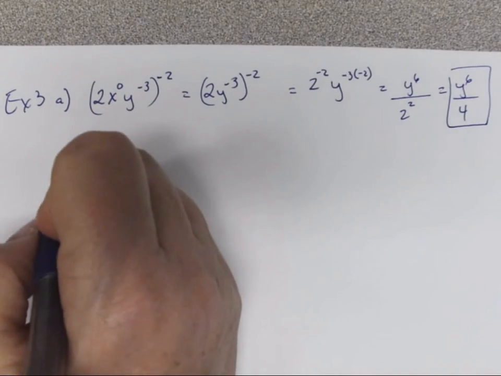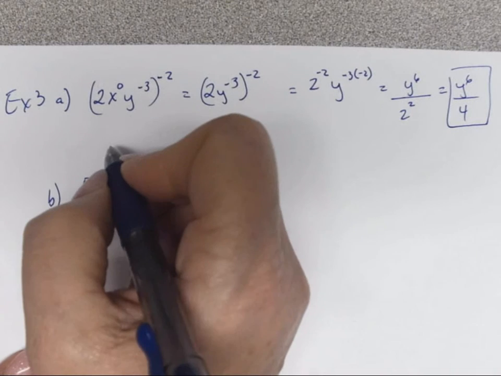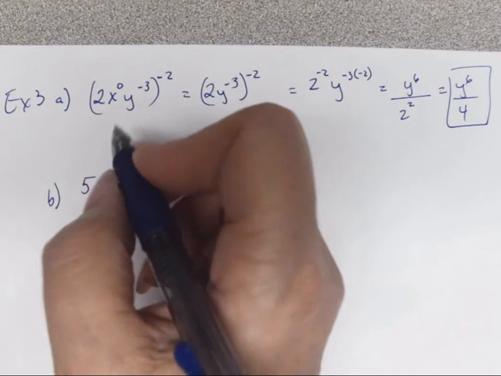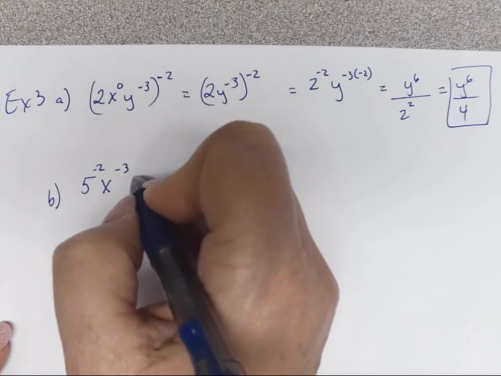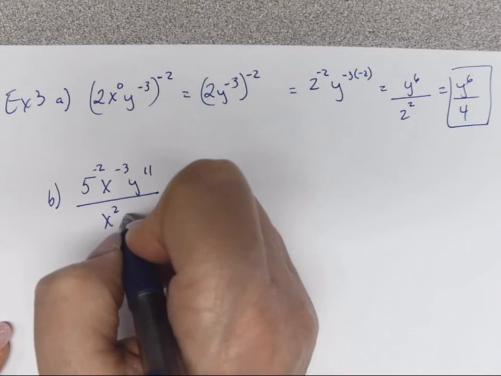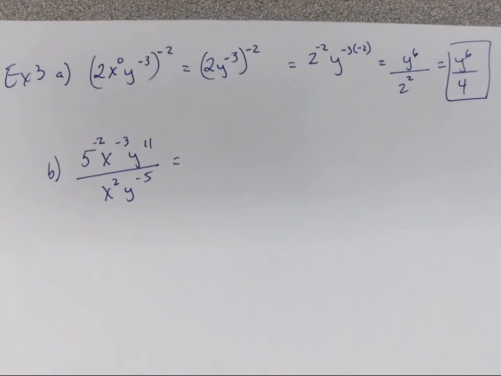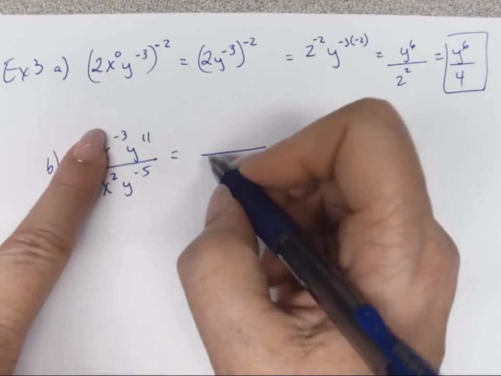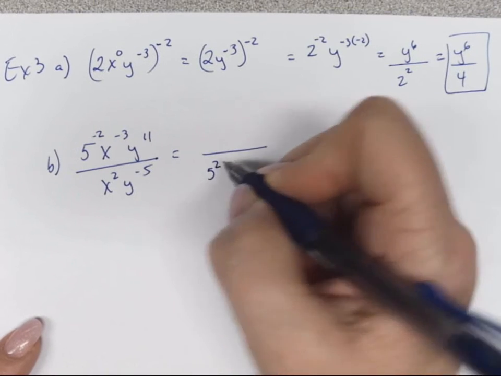All right, let's look at part B. If we have 5 to the negative 2, and we have x to the negative 3, and y to the 11 over x squared y to the negative 5. So on this one, we've got to figure out where everybody's going to land. Well, the 5 to the negative 2, I know it has to go in the denominator because I can't raise it to a negative, and it has to have a positive exponent, so 5 squared.